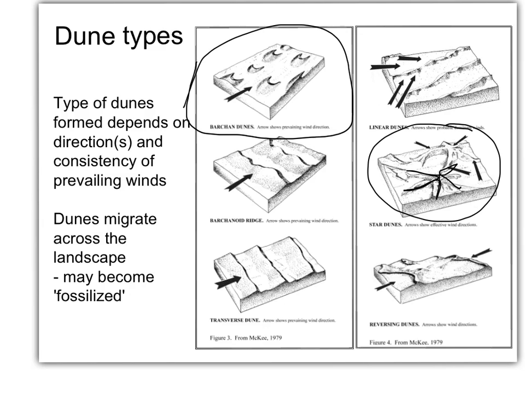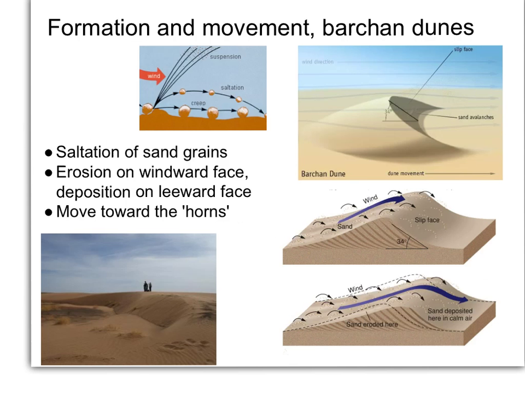But you can also get dunes fixed in place by just chemical processes. So if there are salts, the deposition, the precipitation of salt grains can cement these sand particles together, and that will also tend to fossilize or fix the dunes in position. Again, these barchan dunes are kind of the classic structure.